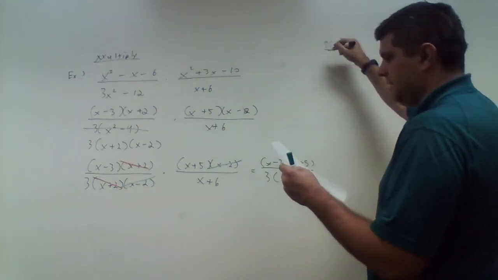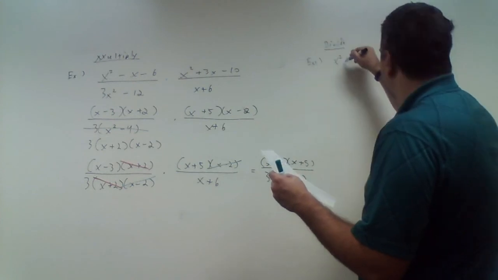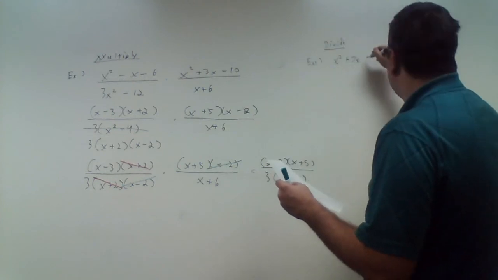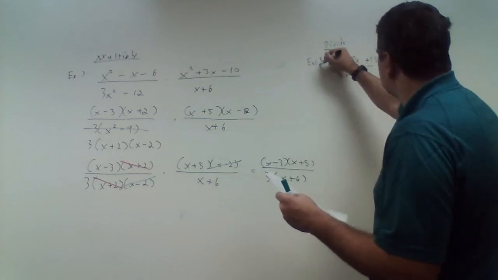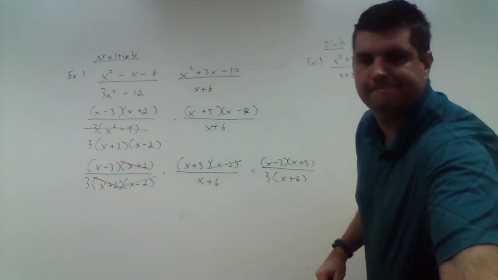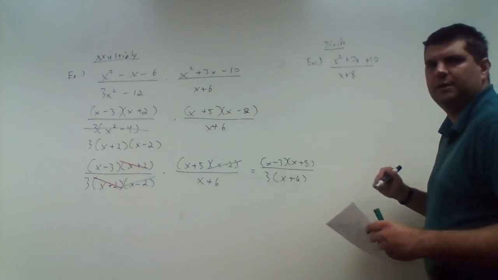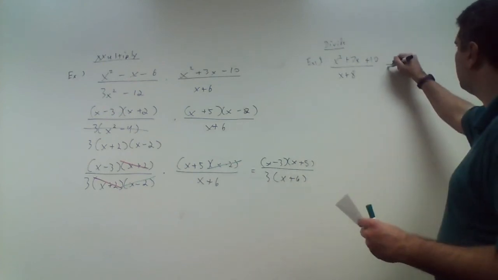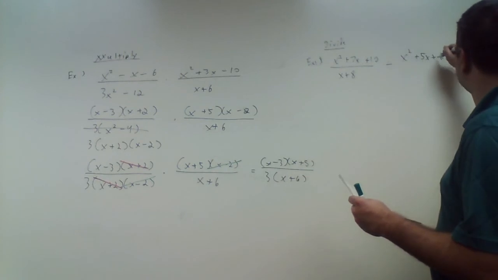Divide. Example 1: x squared plus 7x plus 10 over x plus 8, divided by x squared plus 5x plus 6.